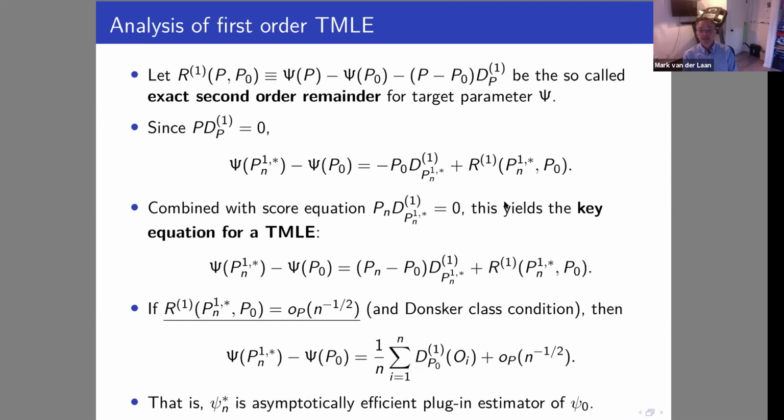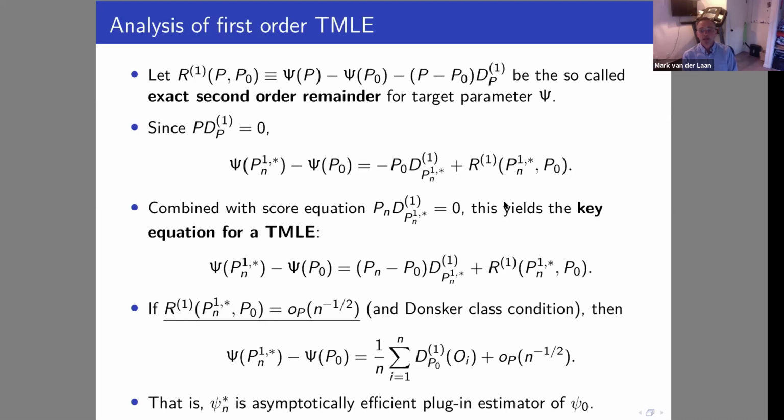so it goes away even when you blow it up with square root sample size, then you're essentially done, right? Because then all you need is Pn minus P0 applied to the canonical gradient. You want that canonical gradient not at the random Pn star, but at the P0. So you need a little bit of consistency and a so-called Donsker class condition. But even that could be avoided with so-called cross-validated TMLE. But either way, that's not really a key ingredient and key assumption.